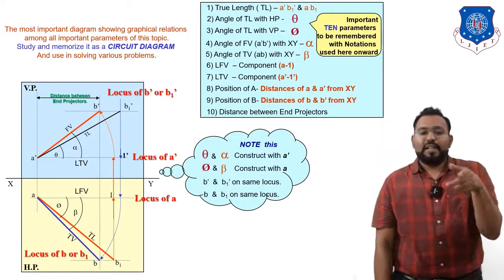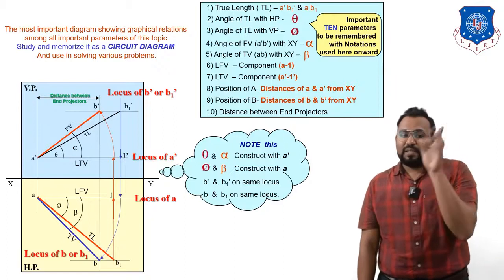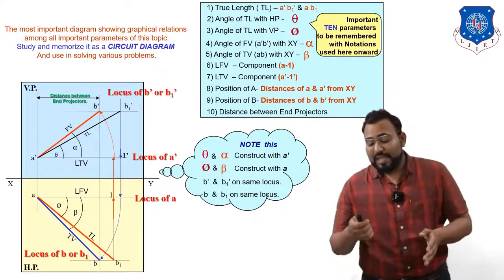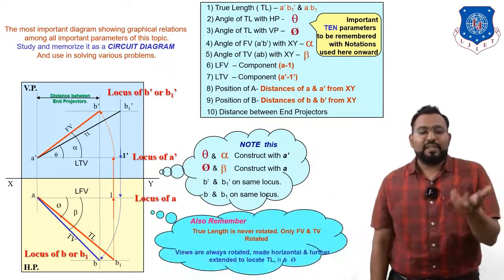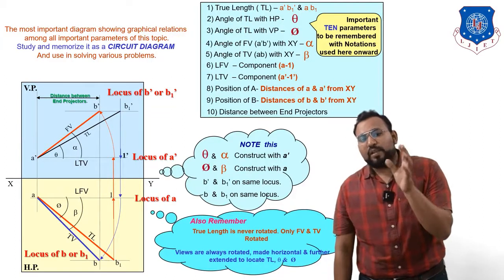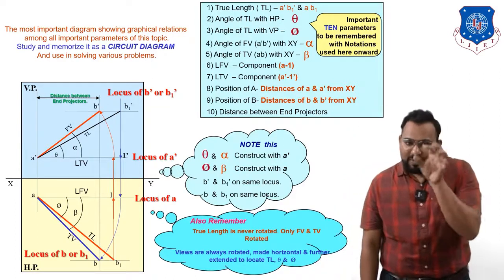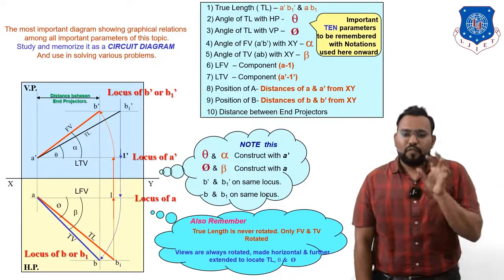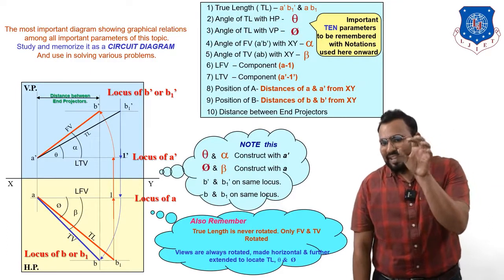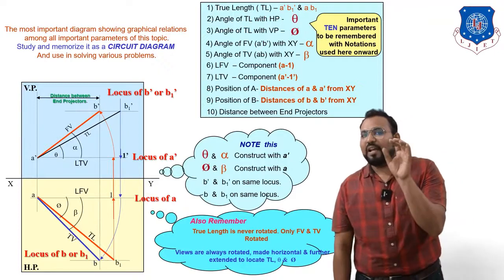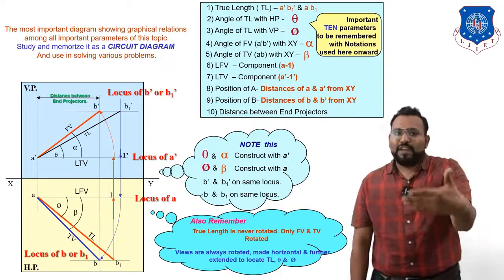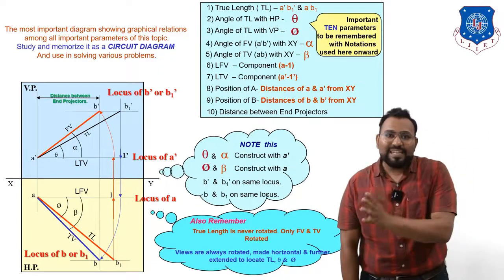Also you have to remember that B' and B1' are both on the same locus, and you can see from the figure that B and B1 are also on the same locus. So you have to remember this thing. And also you have to remember that the true length is never rotated, we only rotate the front view and top view. If you remember this master slide, take a screenshot of it, and whenever you are going to solve a problem, just keep this figure in front of your eyes so you can easily solve any example.